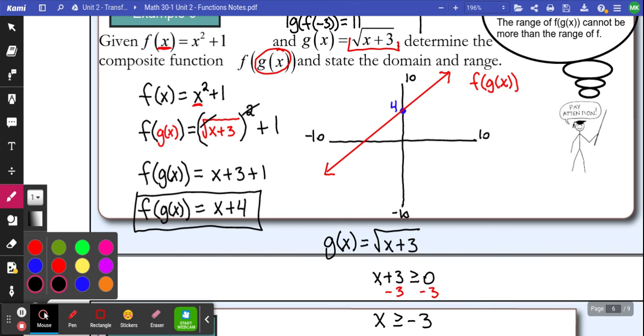So our domain for this question, I'll do it in blue. Domain is square bracket negative 3, comma, infinity. That means the lowest it can go is negative 3. It can go up into infinity. To close that off, I close it with a square bracket.